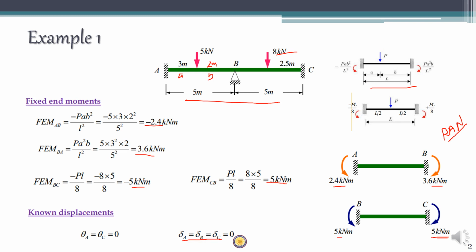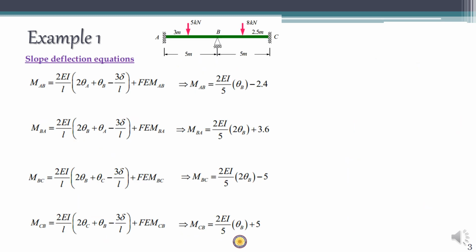And again, since A and C are fixed supports, the rotation at A as well as the rotation at C is going to be 0. Fine. Now let us write down all the slope deflection equations. There are two spans, AB and BC, which means that there are going to be 4 slope deflection equations.